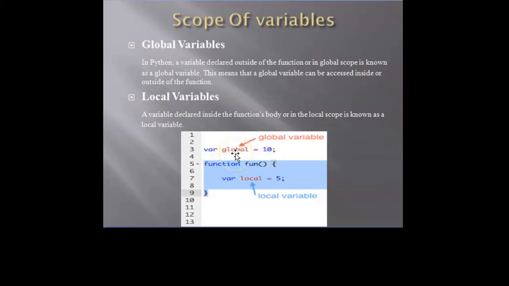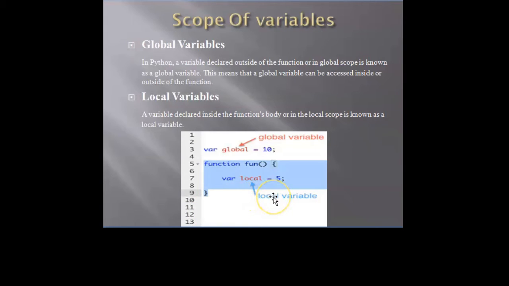But when you see this local variable, it is assigned under the function fun. That's why this is a local variable. Why local? Because we can use this variable inside this function only. If we try to use it outside the function, then it will be wrong for us.